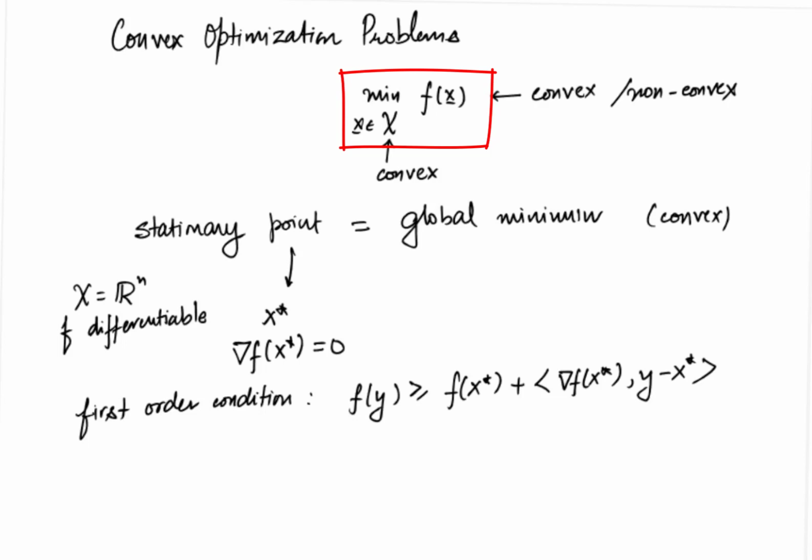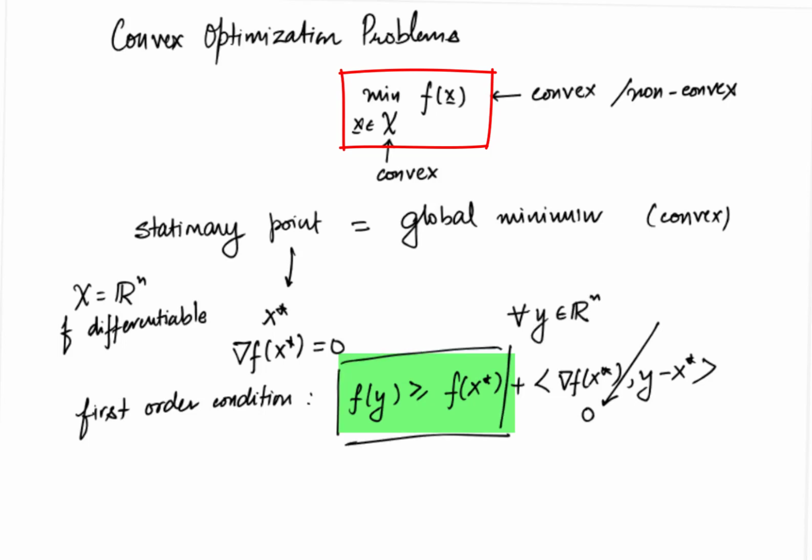Since x star is a stationary point, we have already seen that the gradient of f of x star is equal to 0, so that the second term is 0. Hence we have the inequality f of y is greater than or equal to f of x star, which holds for all y. In other words, this implies that f of x star is the global minimum, since this is where the function takes the smallest value. In particular, this property is immensely useful and allows us to guarantee that our algorithms will work and enables us to characterize their performance. Without this property, our guarantees would be much weaker.